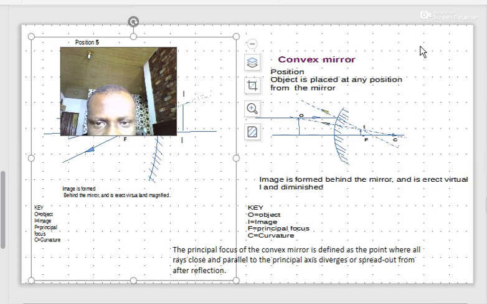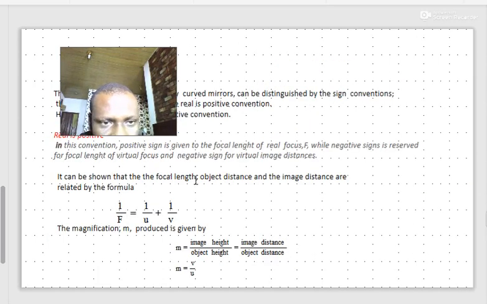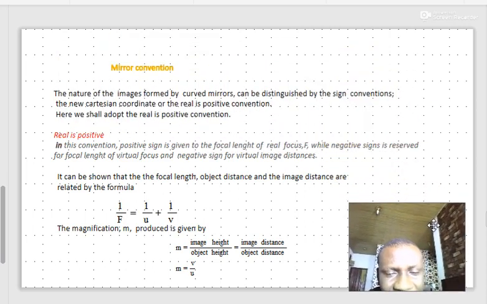We are still here. We need to now look at how these mirrors' images can be formed in terms of the analytical method. Before we go into the calculation, we have what we call the mirror convention. In the mirror convention, there are two. We have the real is positive convention, which is on board.